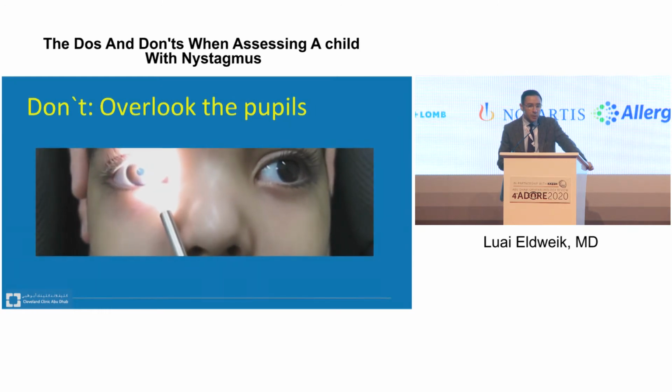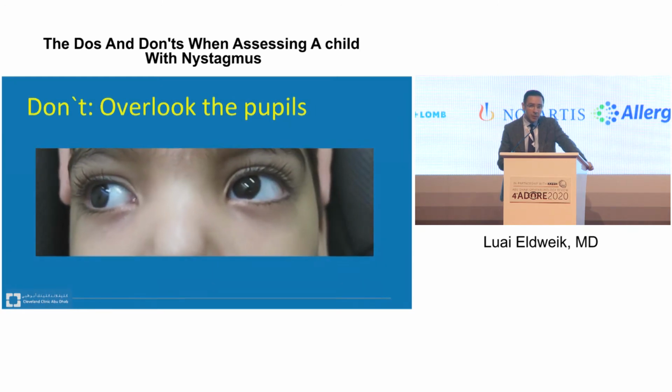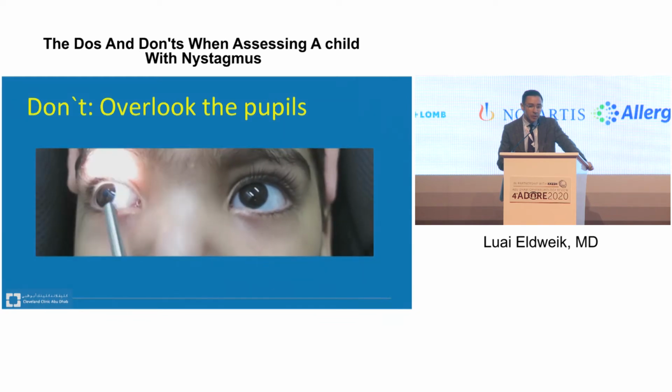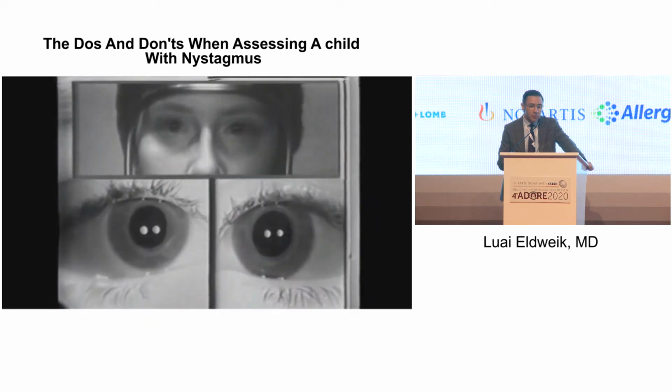Don't overlook the pupil. The pupil can tell you a lot about the diagnosis. This is a child with retinal dystrophy and sluggish reaction to the light. This is another movie. It's a very old retro movie, but it shows you a paradoxical constriction of the pupil when the light's dim. You can see that here.